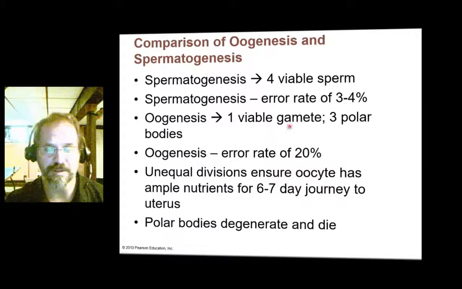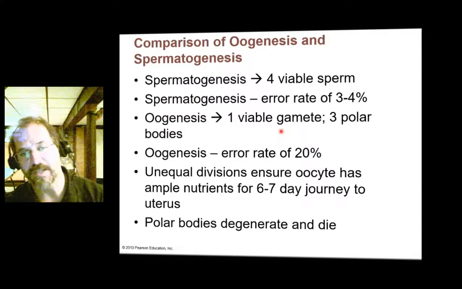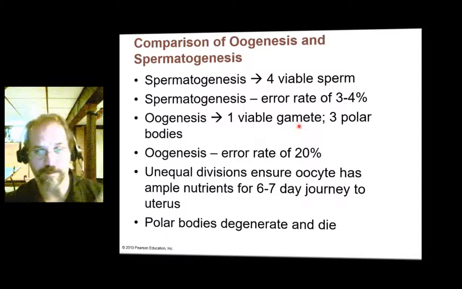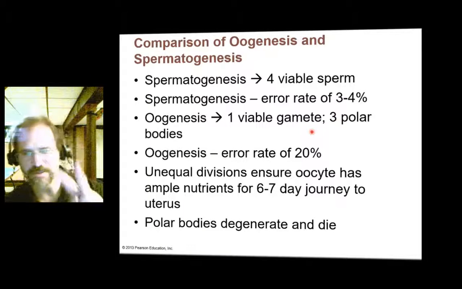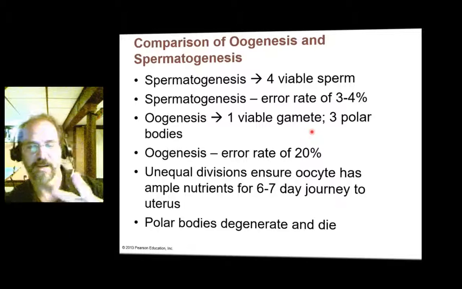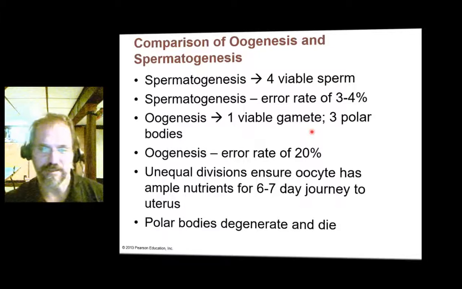Oogenesis, so this is variable cytokinesis, that's the division of the cytoplasm. So we get one big gamete, the ovum, and potentially 3 polar bodies. You'll always get at least 2 polar bodies, but that first one may or may not split. So you may just get 2.